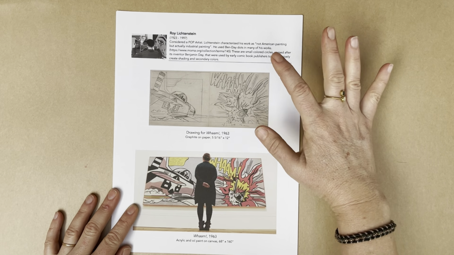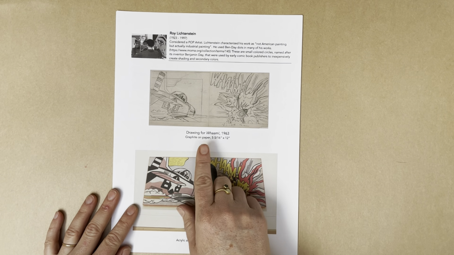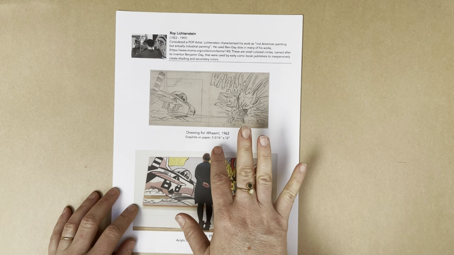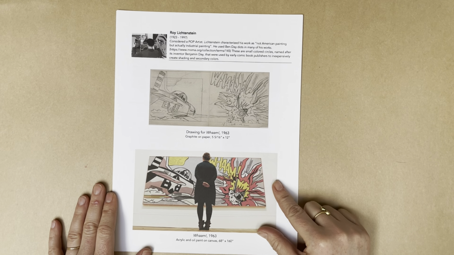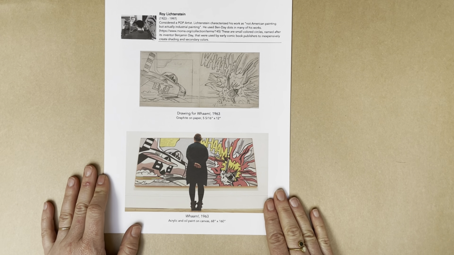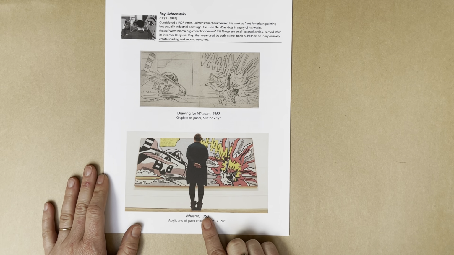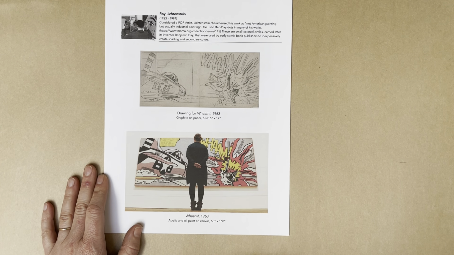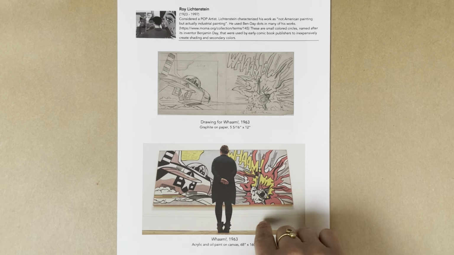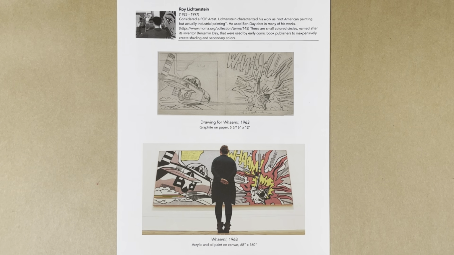So here we have his drawing for Wham. He drew this just with pencil on paper, and it was basically like 5 by 12, so not very big. But then here's the final outcome. This is probably one of his most famous paintings. He completed it in 1963, and it ended up being 68 inches by 160 inches, so quite large. I grabbed this one with a person in it to show you the proportion of how large it really is.